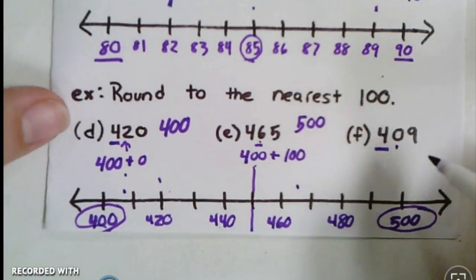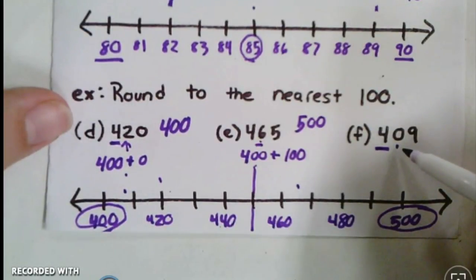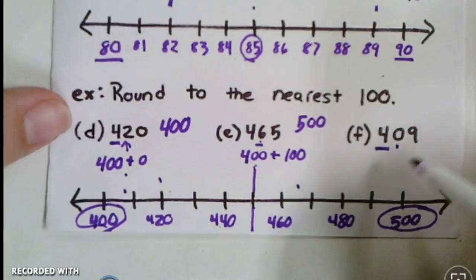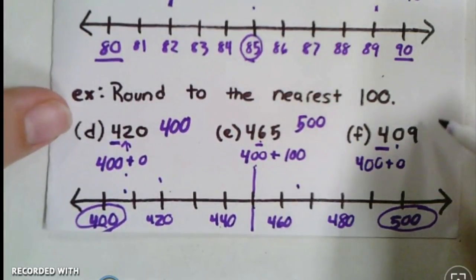But let's look at it even with our trick. Here, we're going to look at this number. This number is a 0. Is that going to round all the way up to 10 or down to 0? Well, obviously it's going to round to 0. So this is going to be 400 plus 0, which means that it rounds to 400.